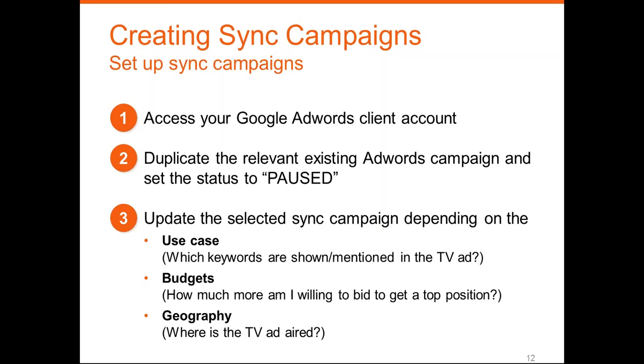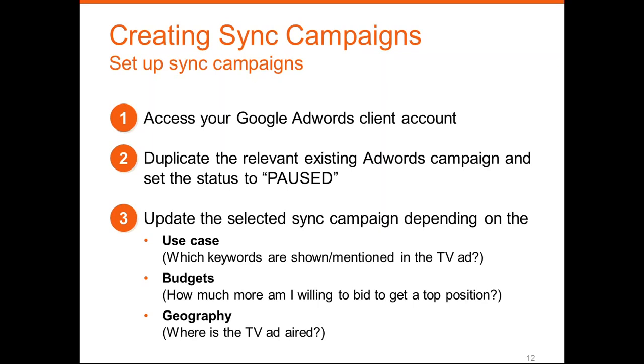Then the budgets, how much are we willing to bid to get to that top position or to reach our goal? For the sync campaign, to trump the original campaign, we do need to significantly increase the bid. Generally, we recommend starting out somewhere around a 30% bid increase. If you're not interested in running it on desktop, but you only want to focus on the mobile devices, mobile bid adjustment is a great way to do that.